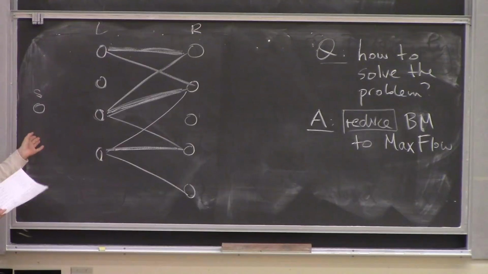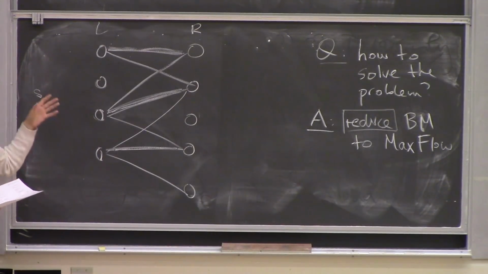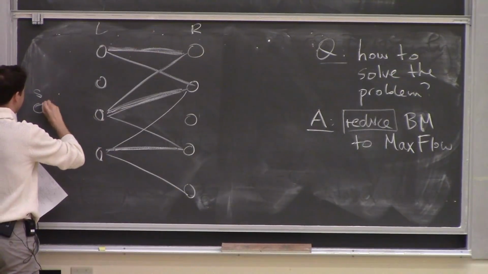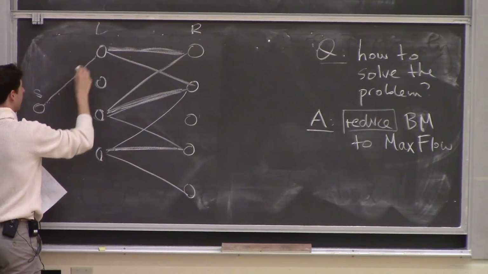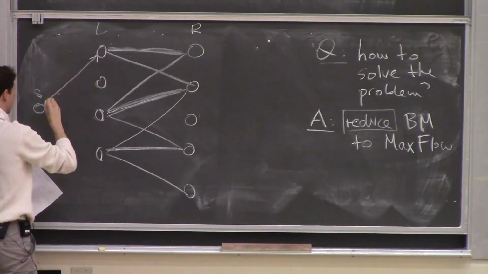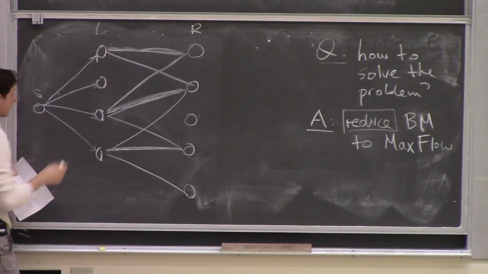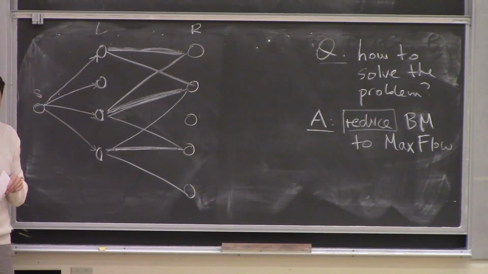Now, on his own, he's not a very interesting guy. So he has to start interacting with the rest of the instance. So here's how we're going to make it interact. We're going to add edges to each of the left vertices.